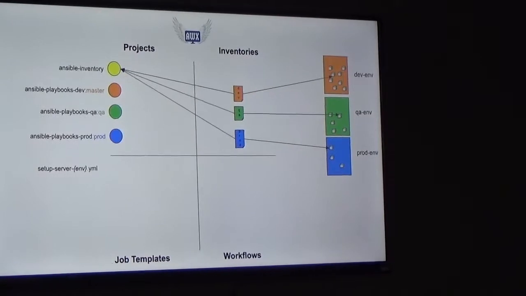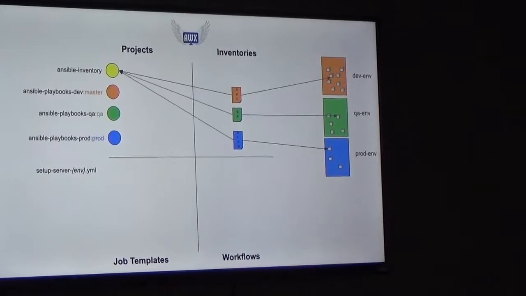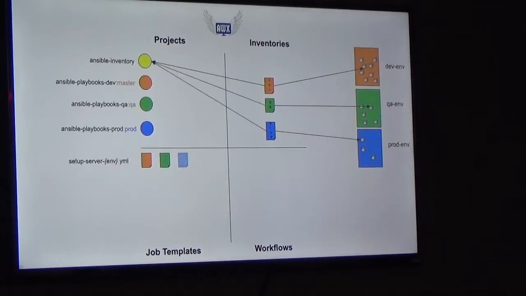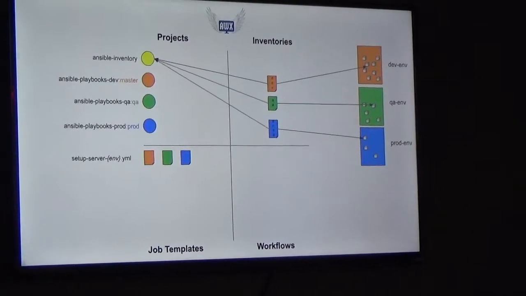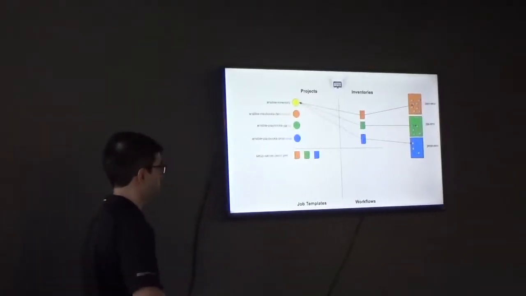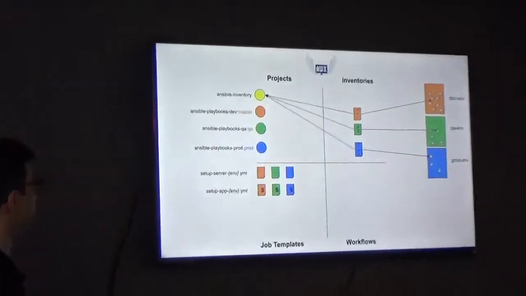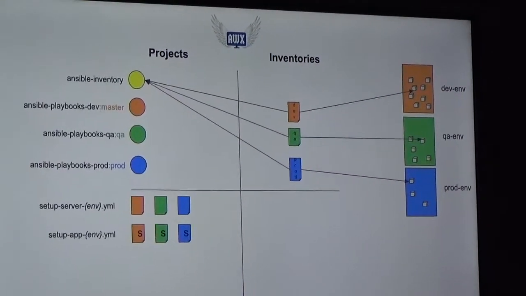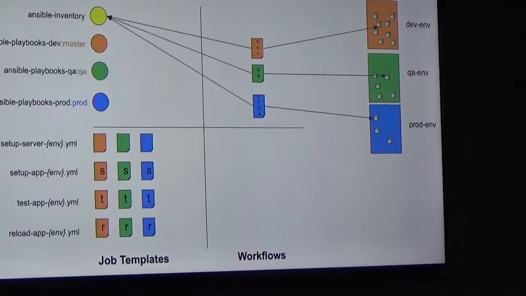With the job templates, we're going to do something similar to how we did the playbooks project. We're going to set up one job template per playbook per environment. So we have the setup server playbook, and that's going to set the server up until the point that our application is ready to get loaded on there. And so we're going to have setup server dev, setup server QA, setup server prod. And these job templates are going to get pulled from the correlating, the right project too. We had the four playbooks we saw before, and we'll do the same thing for those.